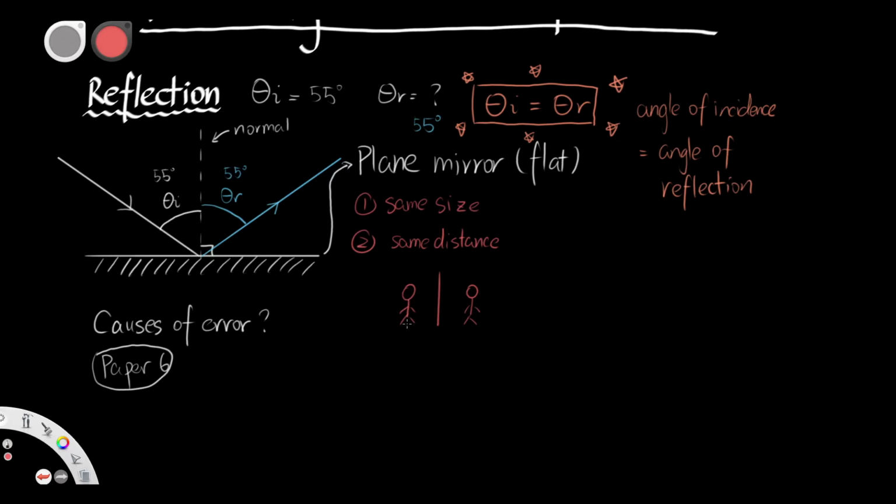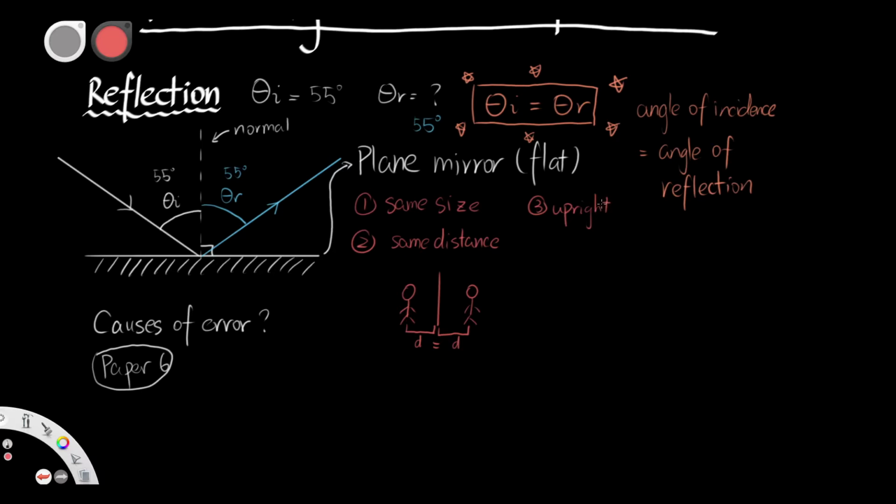And you know that the distance between you and the mirror and the distance between the mirror and your image is going to be the same. So these two are going to be the same. That's what it means by same distance. Another thing you'll notice is that it's upright.